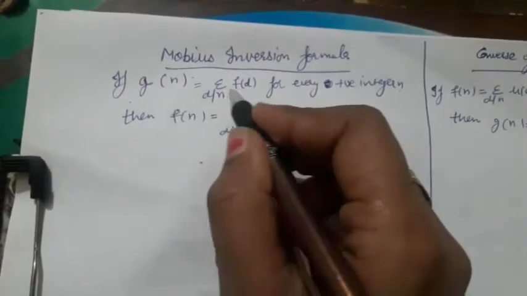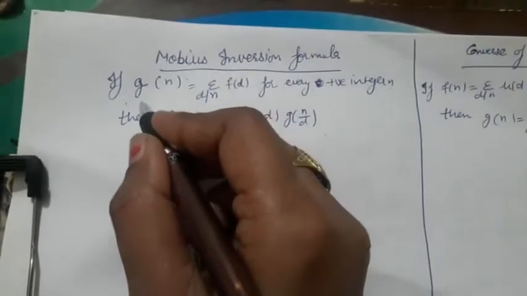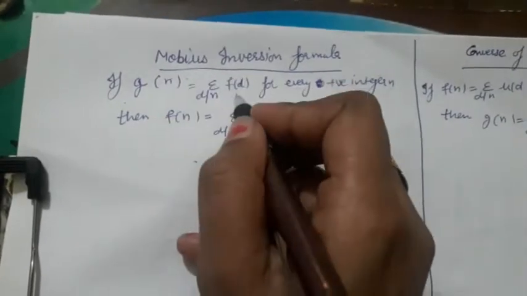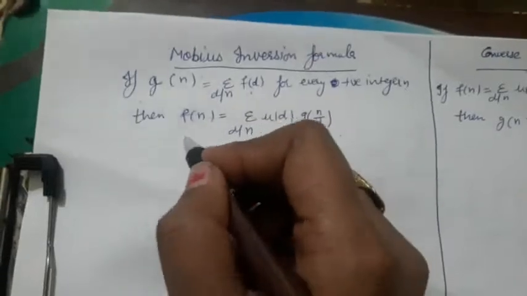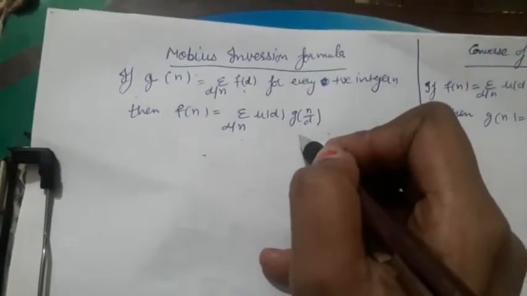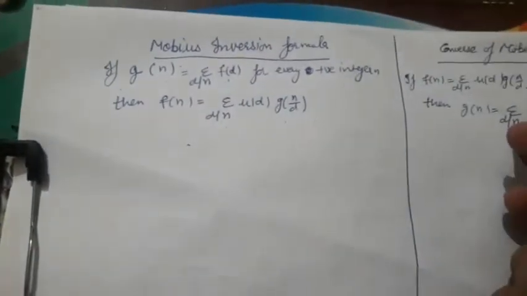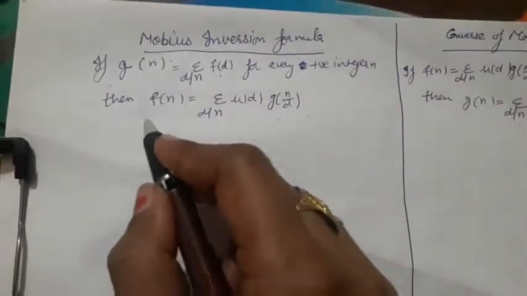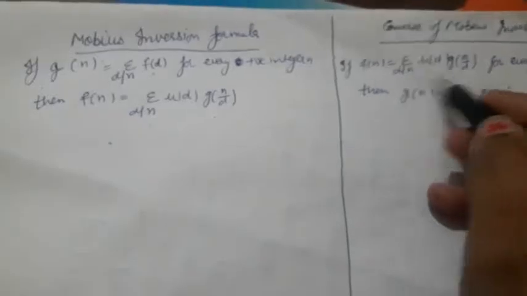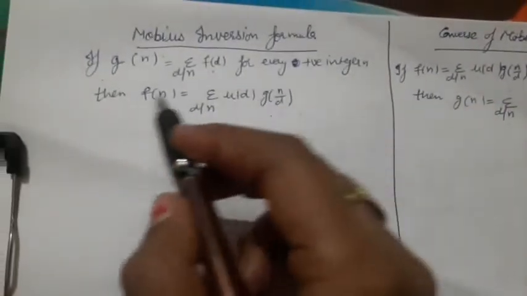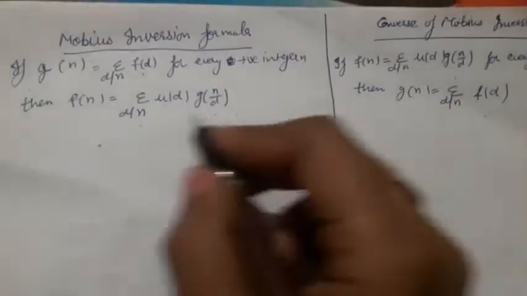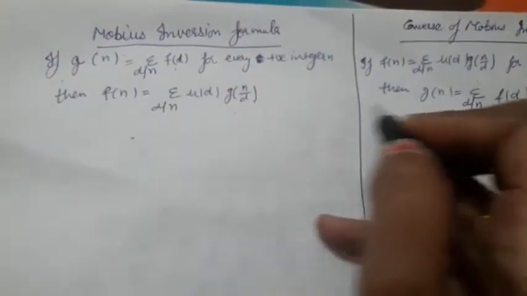It is a relation between two functions f and g. If g can be written in the form of f, then f can also be written in the form of g. And its converse formula is exactly the converse. If f(n) is equal to summation d divides n mu(d) g(n/d), then g(n) can be written as summation d divides n f(d). The same functions are there. It is the relation between g and f.